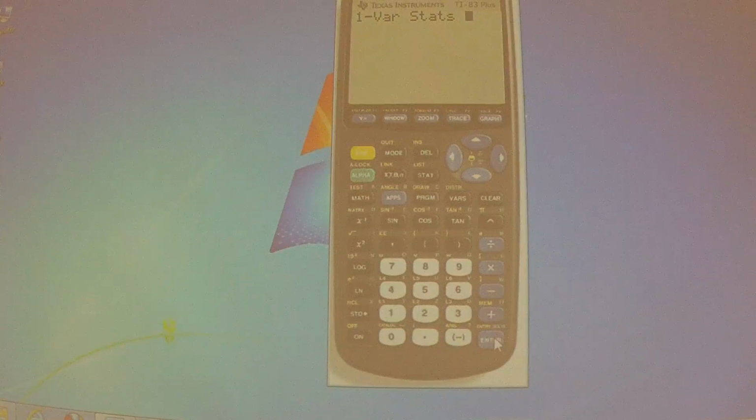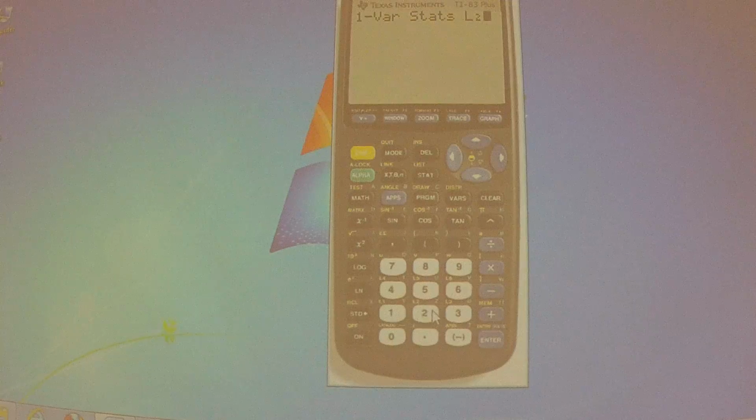We have to tell it where the data is. If you just press enter for one of our stats, it assumes you're looking at L1. So you have two choices. You could delete L1 and put Bert's data into L1, which seems kind of silly because you already put it in L2. Or just put an L2 right after that by pressing second 2, and it puts an L2 right after it.